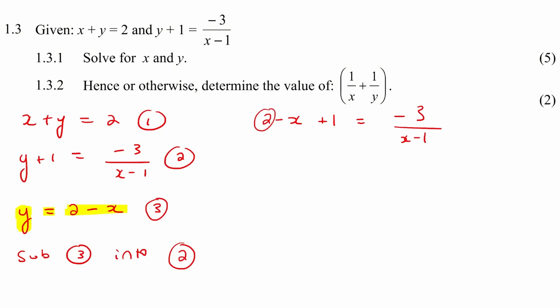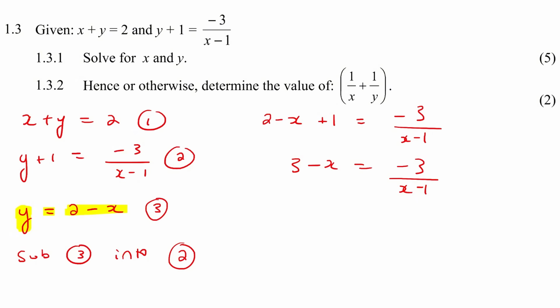I'm just going to simplify the 2 and the 1, so that's going to give us 3. Now there are multiple ways that you could think about this next part. You could think about it as 3 minus x over 1 and then just cross multiply. Or you can think of it as 3 over 1 and x over 1, and then get a common denominator, which is x minus 1.